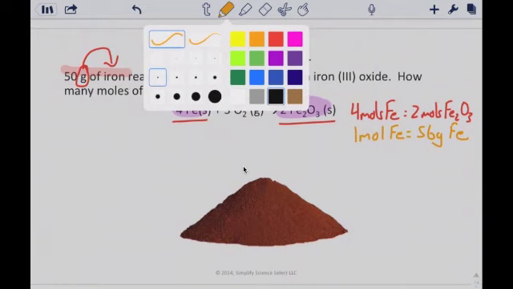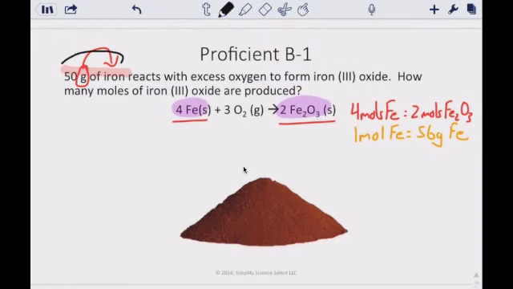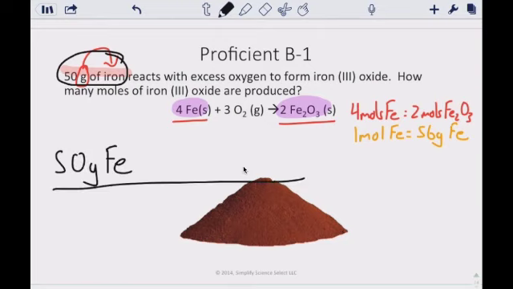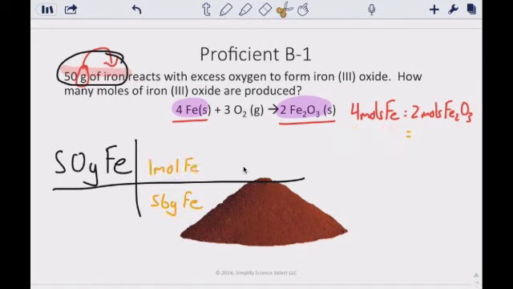Now, anytime we set up a problem, we start with the number given to us in the problem. So 50 grams of iron. And then we look over here to our conversion factors. What conversion factor said grams of iron? Well, there's only one of them. It's right here. It says 56 grams of iron. That goes on the bottom. The other half goes on the top.